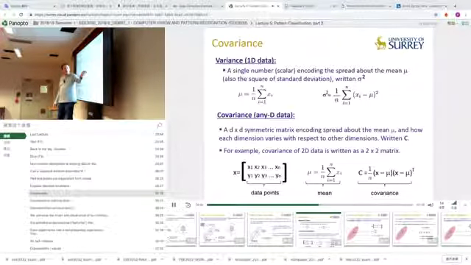In 1 dimension, having computed the mean, we take each of those data points, subtract the mean from it, square it, and then sum them up. And then again, we divide by the number of data points. That's our equation for calculating the variance.